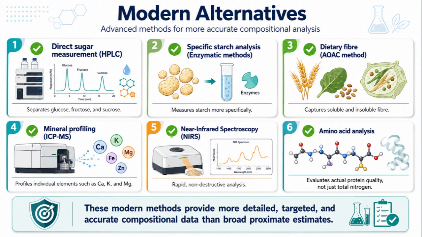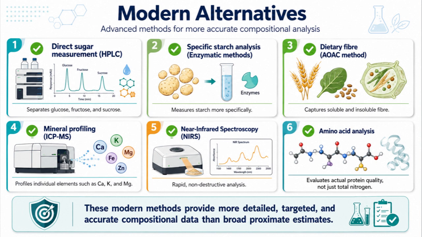Second, specific starch analysis using enzymatic methods. Instead of lumping all carbohydrates together, these methods use enzymes to break down starch into glucose, which is then measured. This gives you a true starch content, not just a rough estimate. Very useful for cereal products, processed foods, and animal feed.